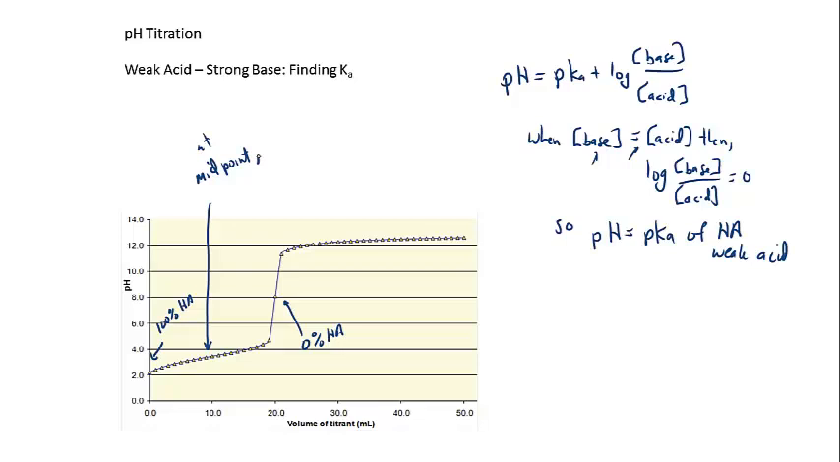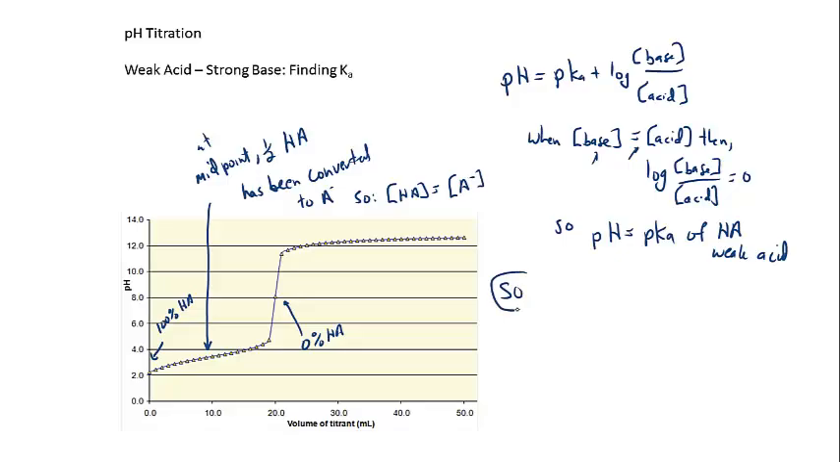At the midpoint, 1/2 of HA is not just gone, but has been converted to A minus. And so at the midpoint, the concentration of HA equals the concentration of A minus. This is the big take-home message. At the titration midpoint, halfway between where you start and where the equivalence point is, the end point is, the pH at that point is going to be the pKa of the weak acid. The pH of the solution equals the pKa of the acid.